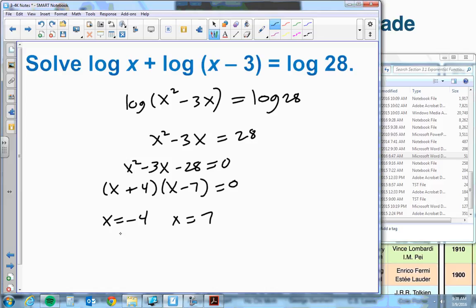And this time, the negative 4 obviously fails. And listen, it fails in both of them, but if it has failed anywhere, then it's not a solution, it doesn't count. 7, of course, does work, so that's your only solution.